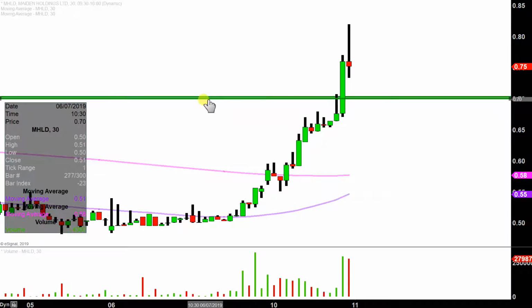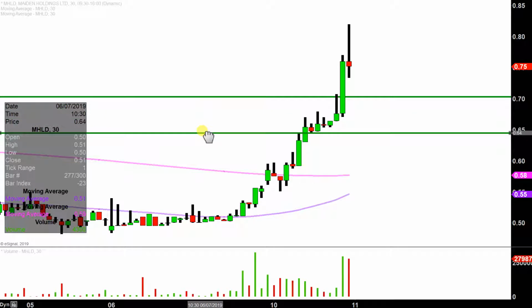Next level of support after that would be down there at the bottom portion of that consolidation area, which sits right around 65 cents. So 70 and then 65, two of those near-term levels of support.